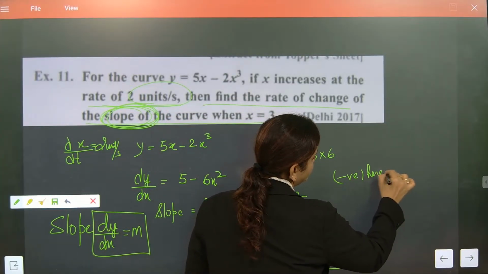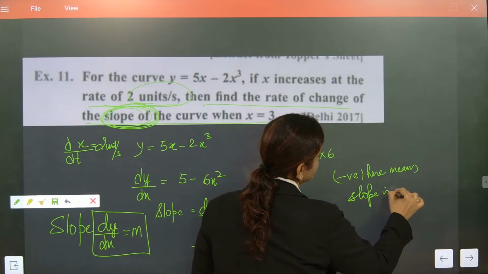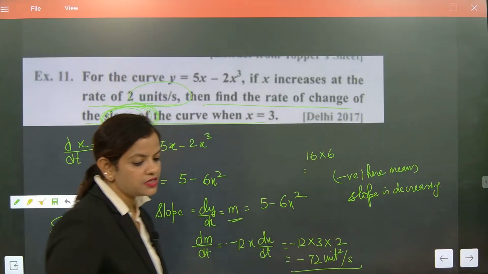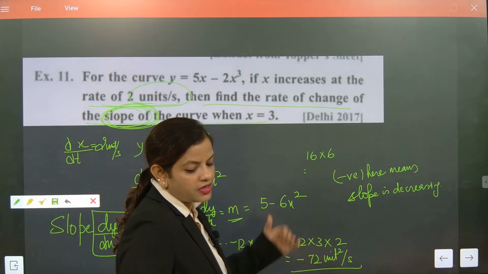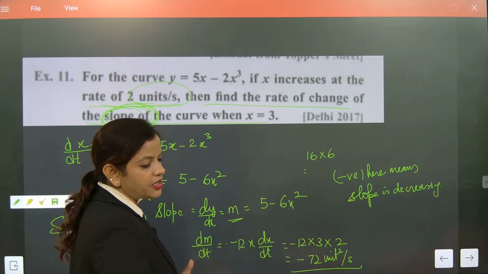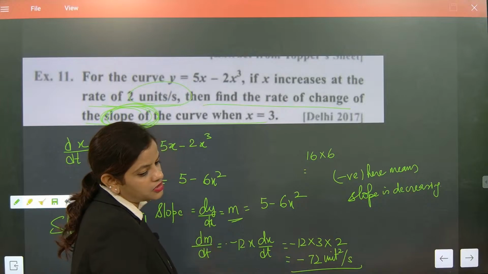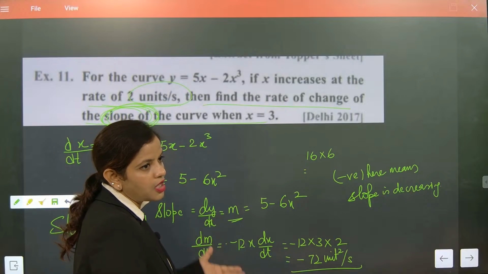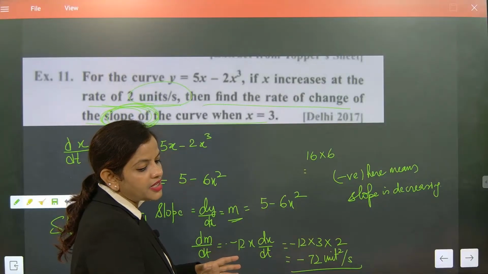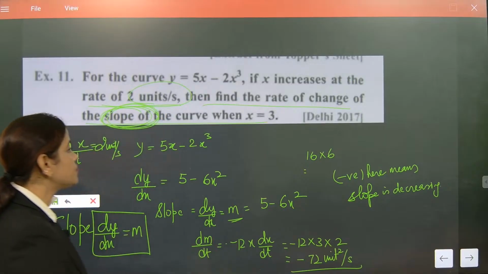Negative here means the slope is decreasing. Understood? So when somebody finds a negative value here, what does that mean? The slope is decreasing. Whenever we solve rate of change questions, if the value comes out negative, note that an increment is positive and a decrement is negative. So whenever the size is reducing, we take it as minus. I hope you have understood this one. Shall we go for the next question?